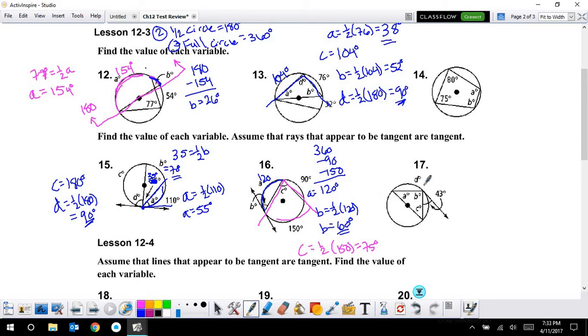For D, or for 17, excuse me, so we've got a 43 degree angle. So that's the angle, so we know it's half of the arc. So that means the arc that the 43 degree angle opens up towards is going to be 86 degrees. Okay, so that's this little piece in here.